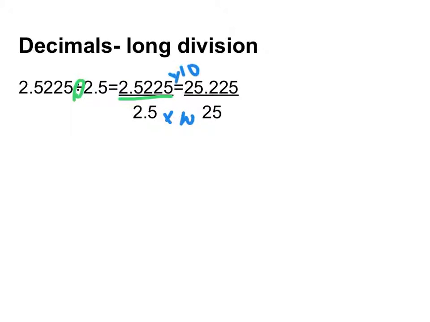Then I multiplied the top and the bottom by 10 so that everything got shifted over. So the 2.5225 became 25.225, and on the denominator, the 2.5 became 25. Again, multiplying by 10, remember from your multiplication, just shifts it. In this case, I only need one shift, and now I have a 25 in the denominator. So now I can use long division.